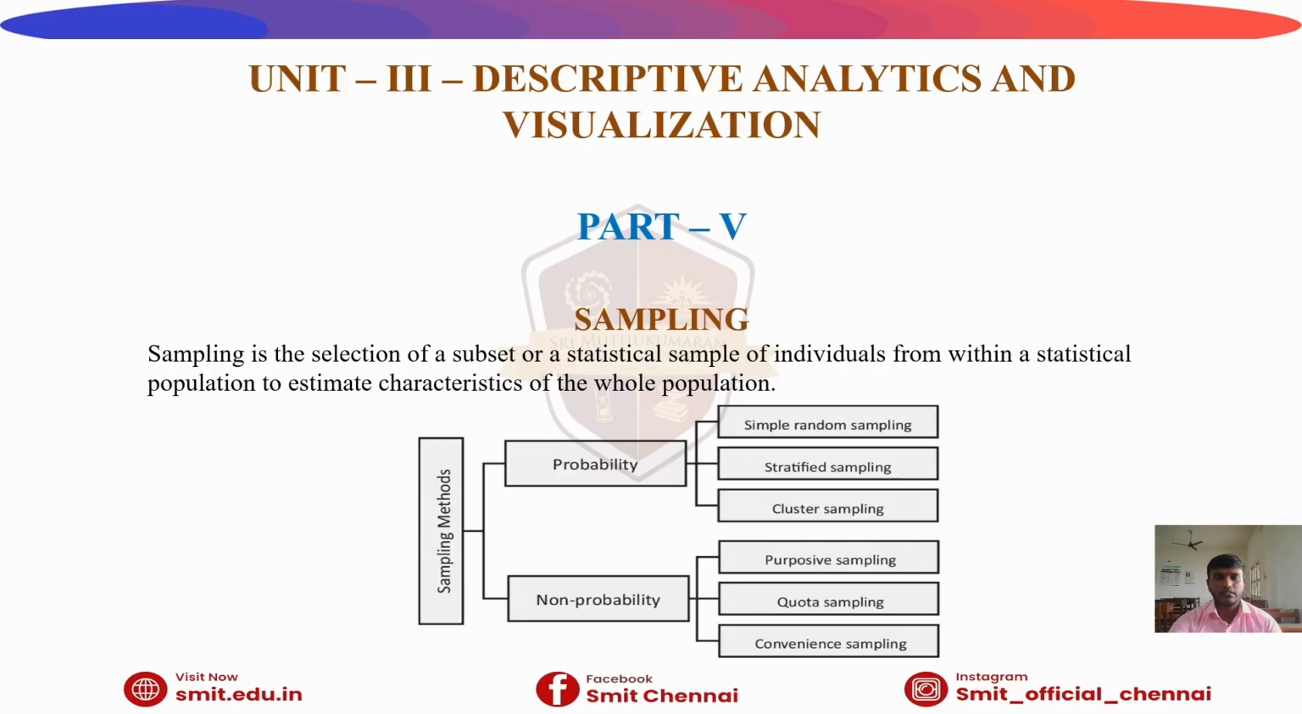Sampling is the selection of a subset, a statistical sample, from within a statistical population to estimate characteristics of the whole population. Why sampling? Because studying an entire population is too expensive, too time consuming, impractical, or impossible. A good sample should be representative of the population, meaning it reflects the population's characteristics accurately.